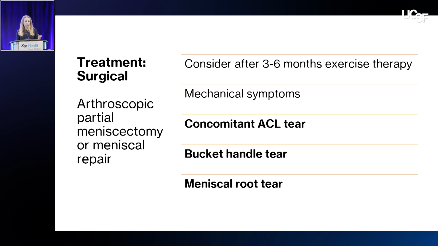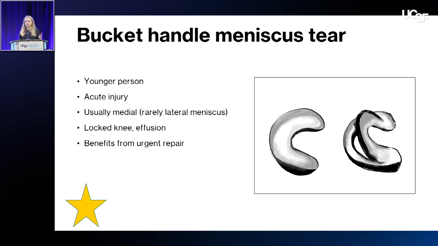What about surgical treatment? So I talked about 3 out of 10 of these patients crossing over in these studies. So remember that arthroscopy is an option for these patients if they're not getting better with PT or home exercises. I would consider that after 3 to 6 months of exercise therapy. And the studies all say, too, they have a lower threshold for arthroscopy when patients have mechanical symptoms, catching and locking. And then definite urgent referrals when there's a concomitant ACL tear, a bucket handle tear, and a meniscal root tear. So bucket handle tear is shown here.